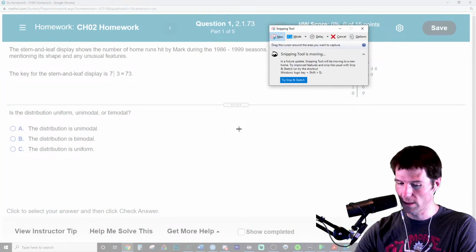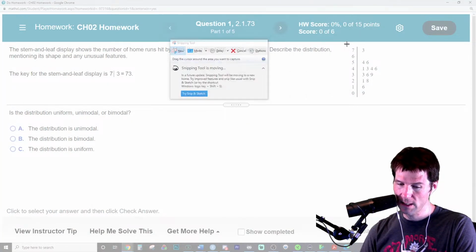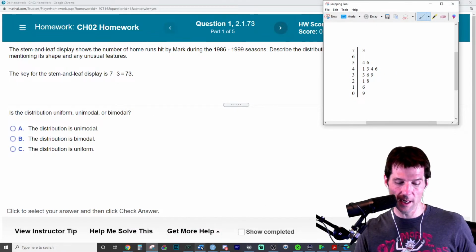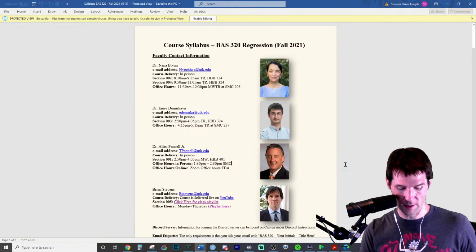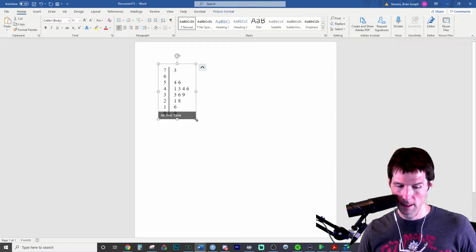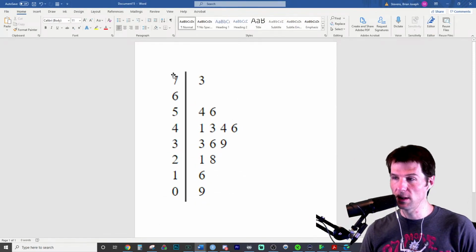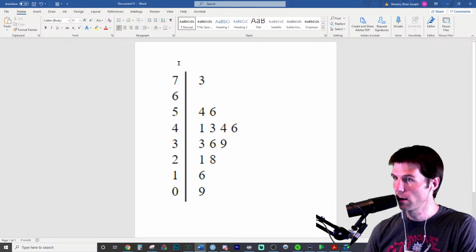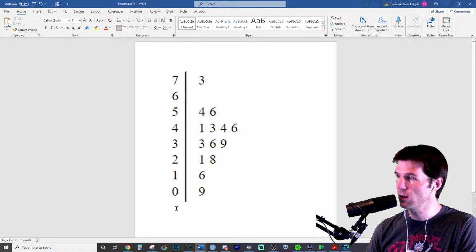Let's get the stem and leaf up. And when you have a stem and leaf, the way a stem and leaf works, is this is just a number line. These are not observations. And I think that's what confuses people a lot of times. So this is the 70s, the 60s, the 50s, the 40s, the 30s, the 20s, the 10s, and the 9s.